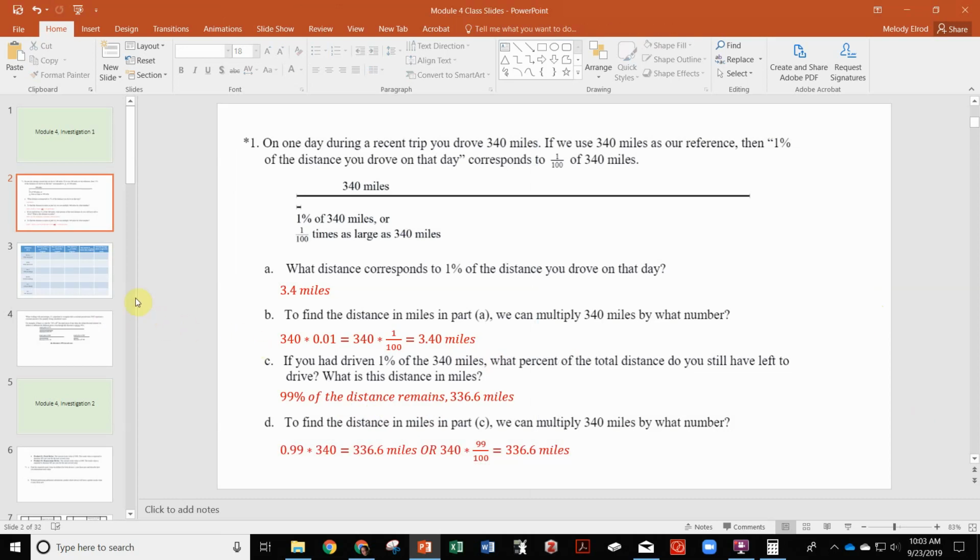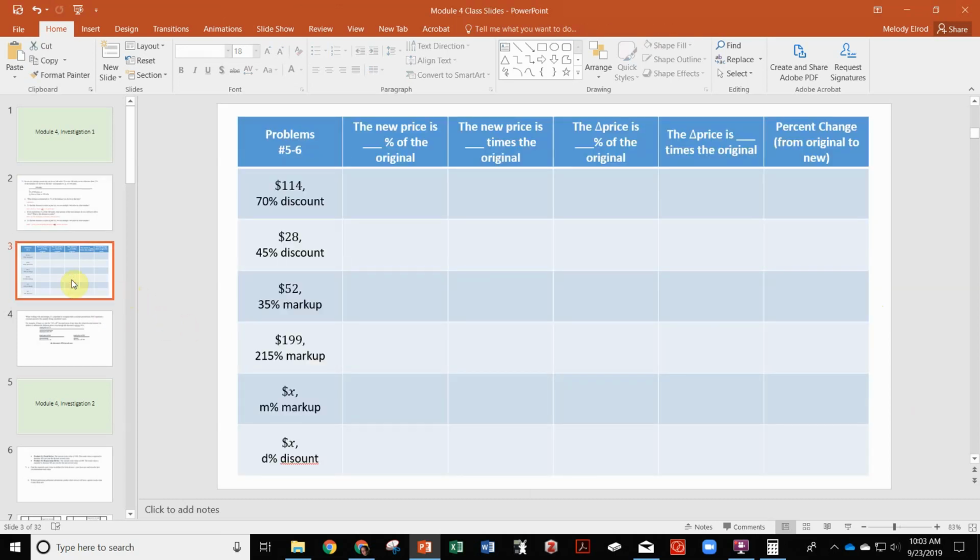What I would like for you to do is take a look at slide 3, or problems number 5 and 6 in your textbook, but I have reoriented them just a little bit to use some language that we really need to be able to use in class. And the question is this now. Problems 5 and 6 say if you've got this price and this kind of change to the price, a discount, a markup, whatever, what is the new price?